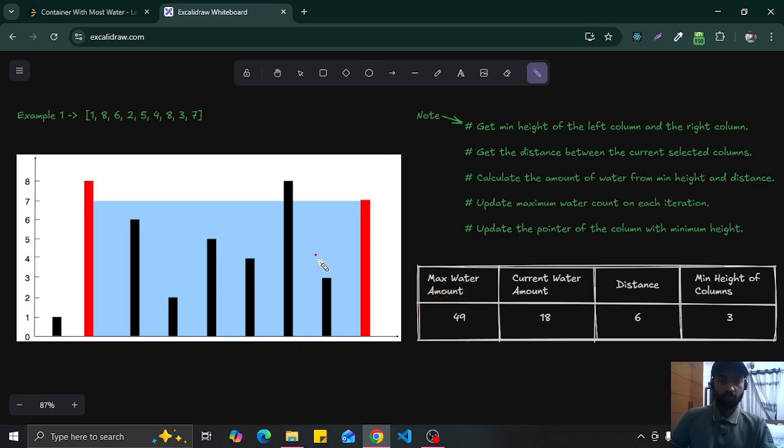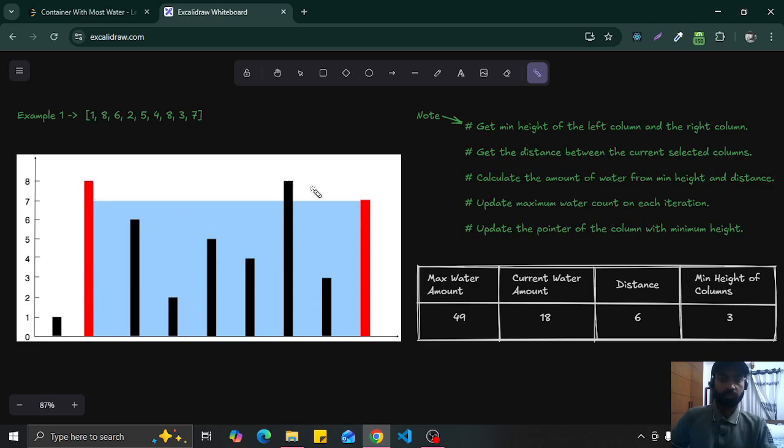Now the lowest column is this one, so we have to get rid of this one. We are going to update the right pointer, so the right pointer is going to be here. Now if this is the right pointer and this is the left pointer, both of the heights are the same. In this case, it doesn't matter which column we get rid of, both columns are of the same importance, so we can get rid of any of them.